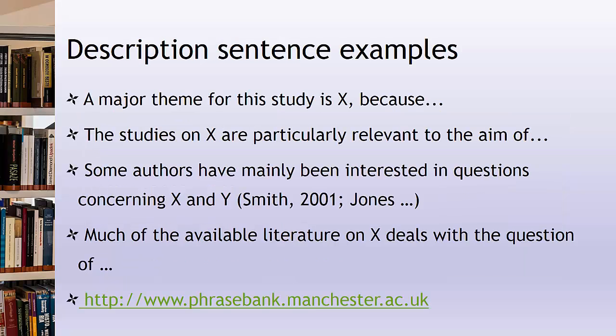Here are some examples of description sentences that you might use to start off your paragraphs. So you could begin with, a major theme for this study is X, because this clarifies why you are looking at a particular aspect of your topic. Another initial sentence might be, the studies on X are particularly relevant to the aim of. Again, this ties an area of research to your overall project.